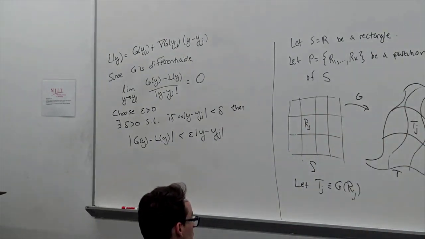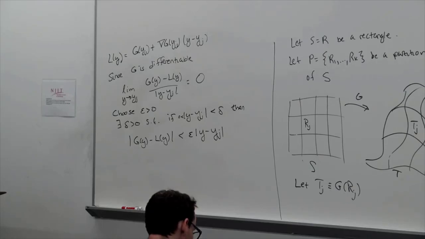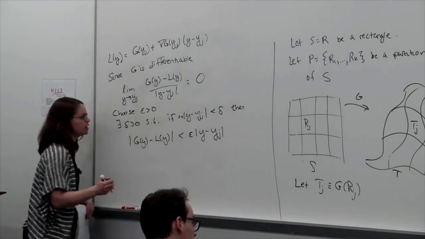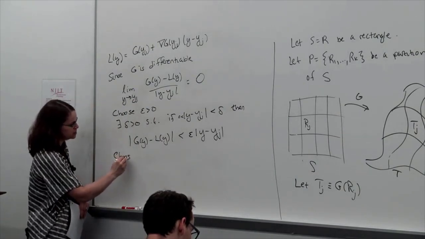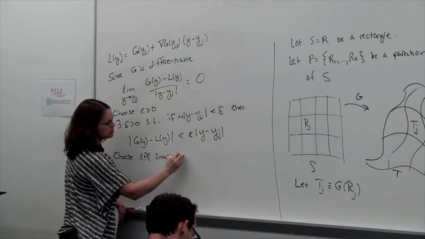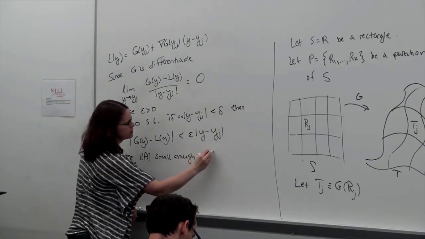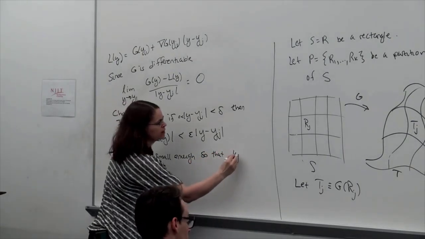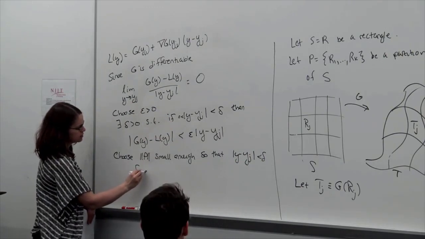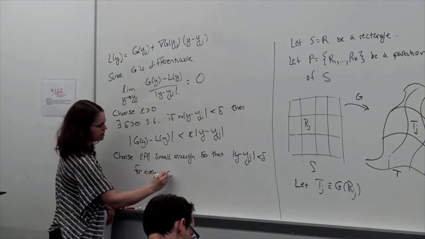Okay, so I'm just going to say this diagonal, right? This diagonal has to be at most delta. Okay, so let me just refine our partition. Okay, so that y minus yj is less than delta for every y in that same little rectangle.